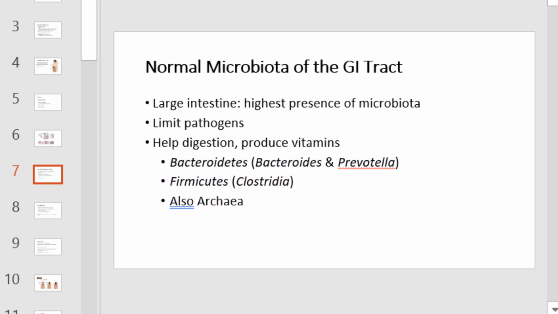The normal microbiota of the GI tract can be found most prominently in the large intestine. There, they limit the growth of pathogens, help with the digestion of food, and help with the production of vitamins.